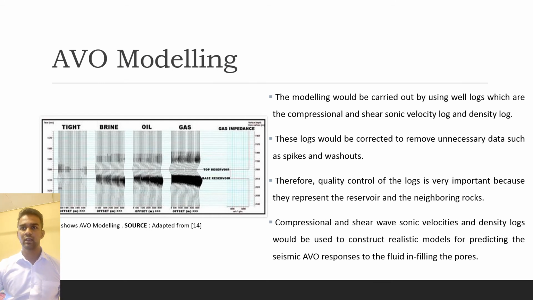The modeling would be carried out by using well logs, which are the compressional and shear sonic velocity logs and density log. These logs would be corrected to remove unnecessary data such as spikes and washout. Therefore, quality control of the logs is very important because they represent the reservoir and the neighboring rocks. Compressional and shear wave sonic velocities and density logs would be used to construct realistic models for predicting the seismic AVO responses to the fluid infilling the pores.